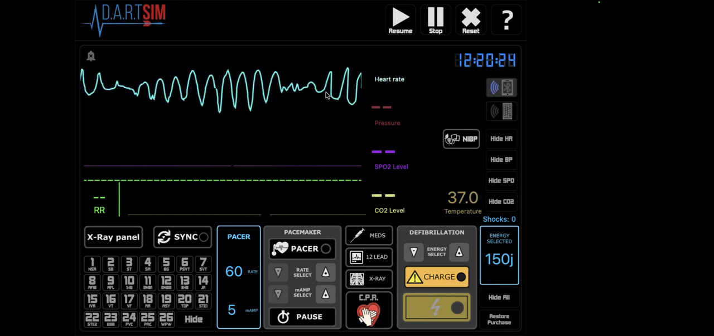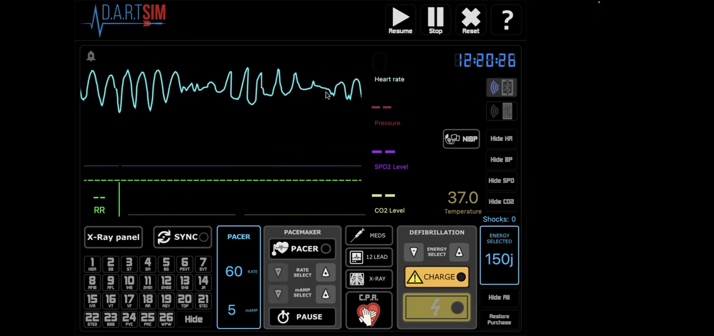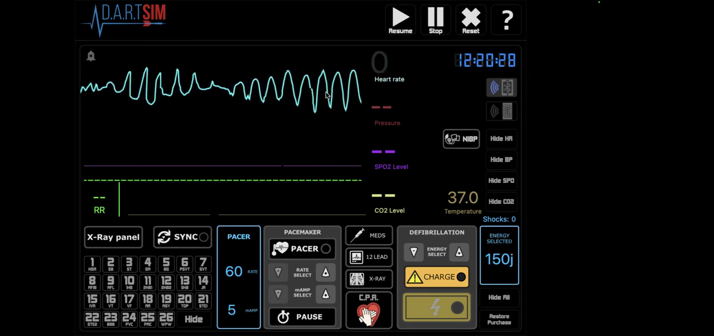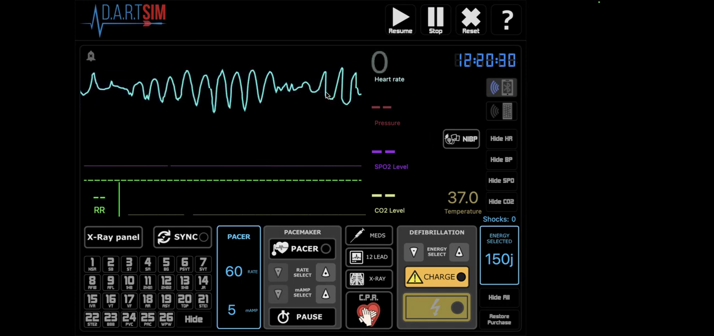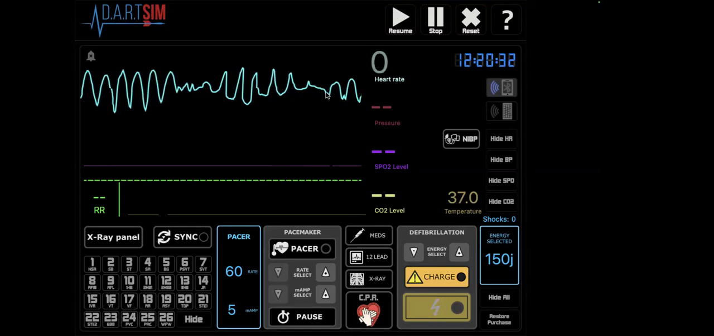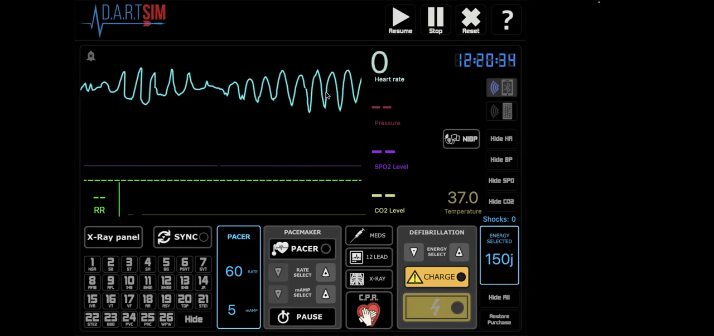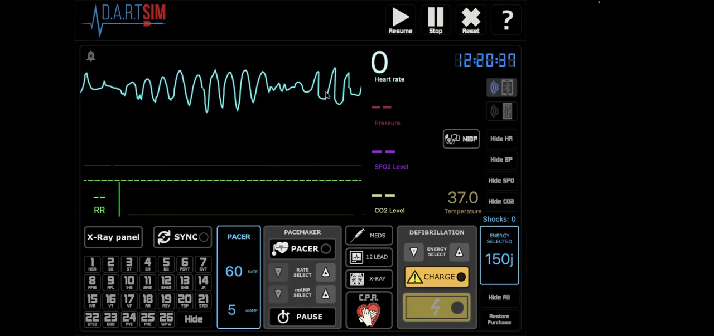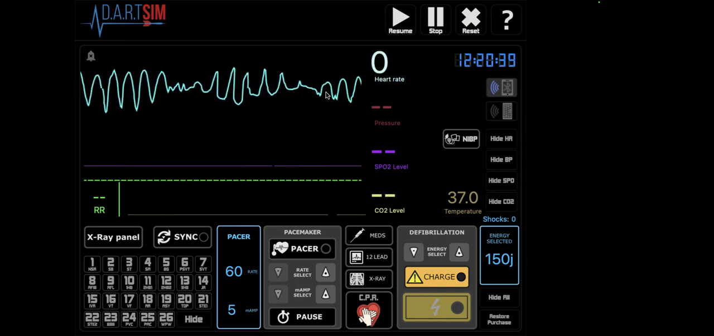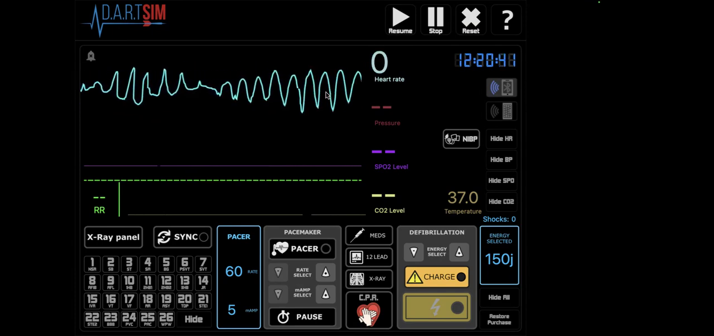P-O-I-N-T-E. Do not be fooled on your test if it said torsade de paint. That is not a rhythm. I don't even know where that comes from. So be careful when you're doing your online test. But this is a patient.